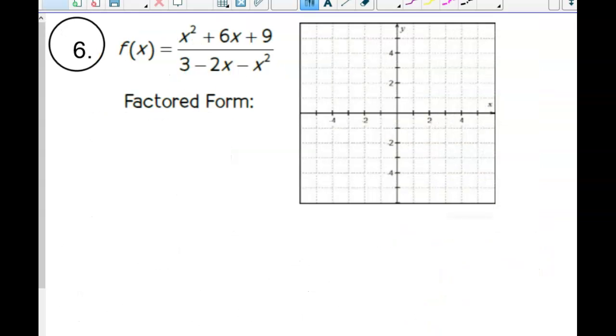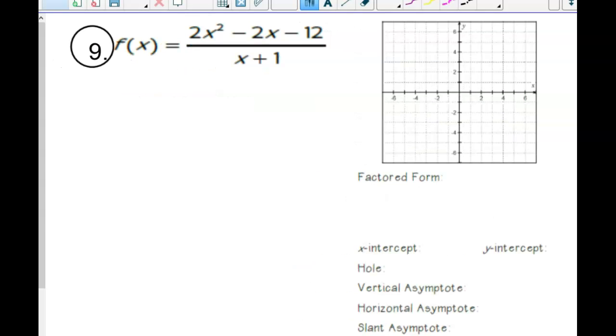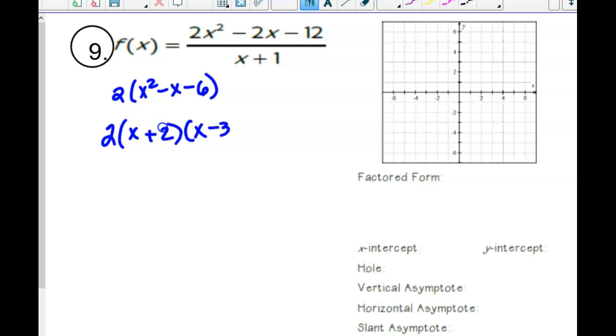All right. We can do 6 or we can do 9. 9 has an end behavior equation other than a horizontal asymptote. Which one, 6 or 9? Okay, 9. If I take a 2 out of the top, I have x squared minus x minus 6, which would then factor x plus 2, x minus 3. Does that work on the top? Does it have any holes? None.